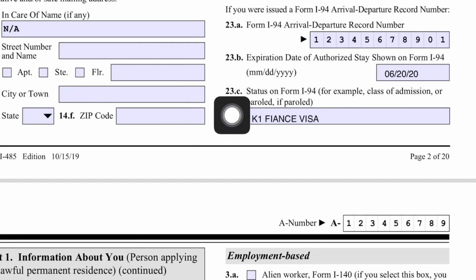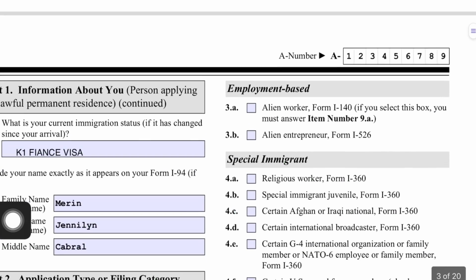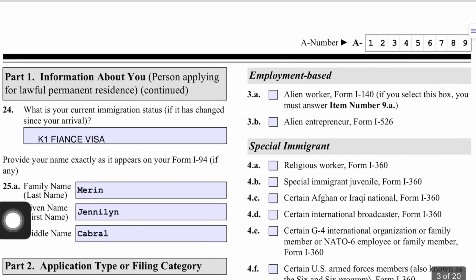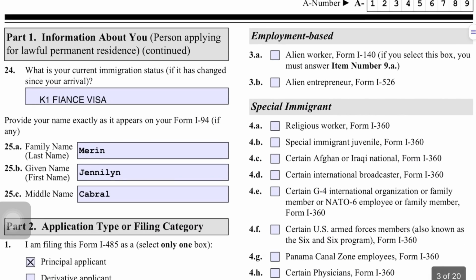Okay, 23C, status on form I-94. You can see it there. It says K1 fiancé visa. Okay, next. The next will be still part 1, number 24. What is your current immigration status if it has changed since your arrival? So mine didn't change, so I put still K1 fiancé visa.